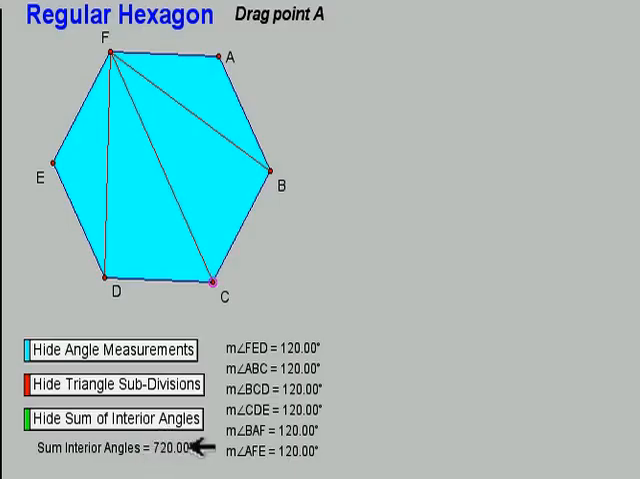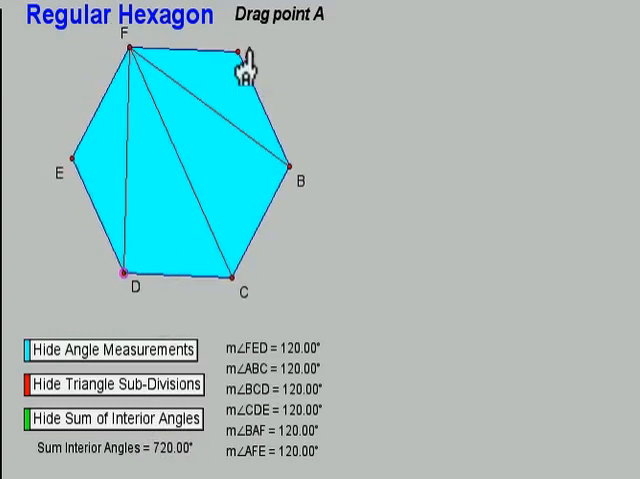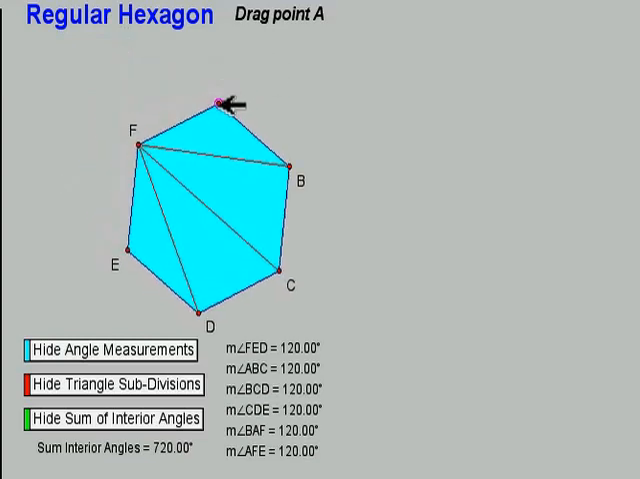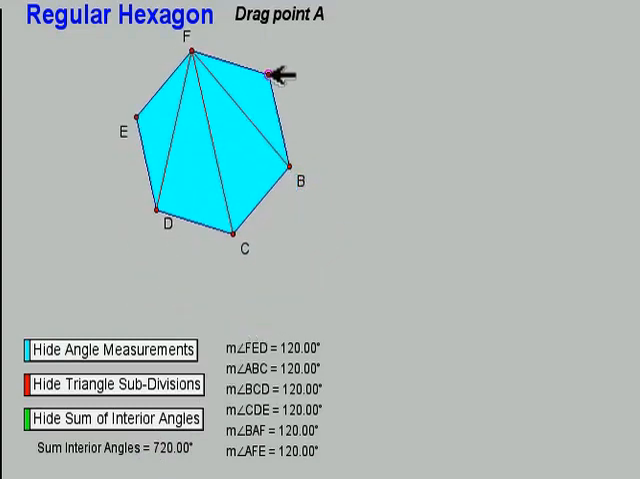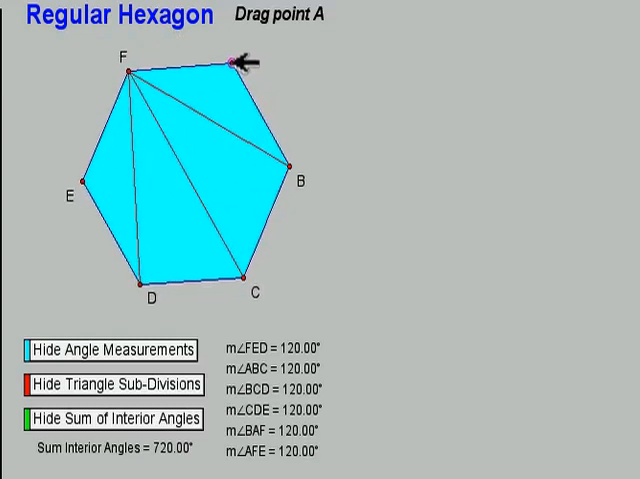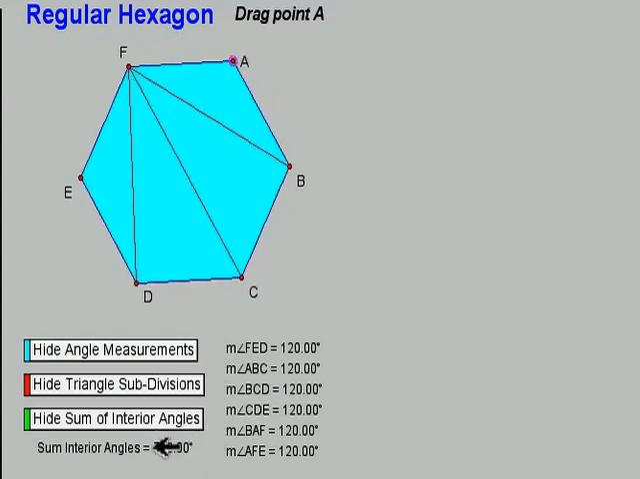I want you to watch the sum of the interior angles here as I drag another vertex to make this hexagon smaller. Again, the sum of the interior angles is 720 degrees, or if I make it bigger, it stays at 720 degrees.